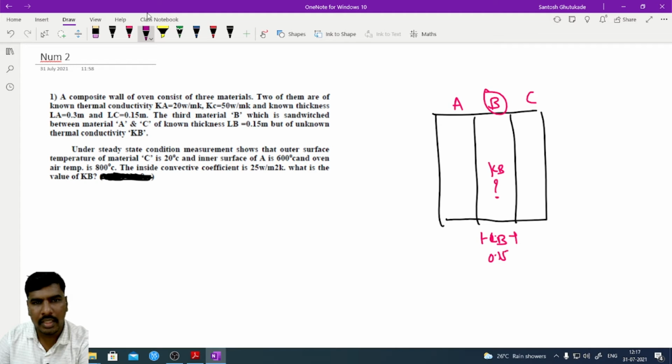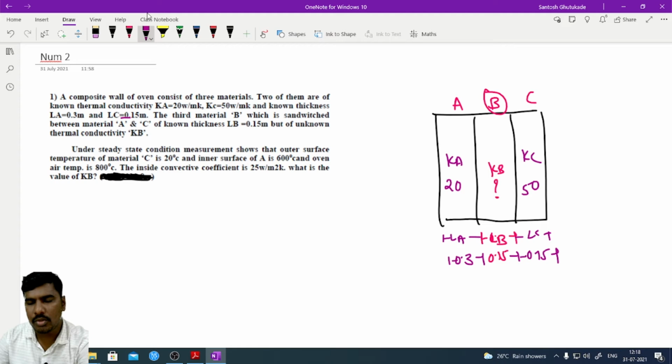In the problem, Ka is given as 20 watt per meter degree Kelvin. Kc is given as 50 watt per meter degree Kelvin. The thickness LA is given as 0.3. Then LB is 0.15, and LC is also given: 0.15 meters. So these are in meters, but the thermal conductivity Kb is unknown. This is given in the first paragraph of the problem.